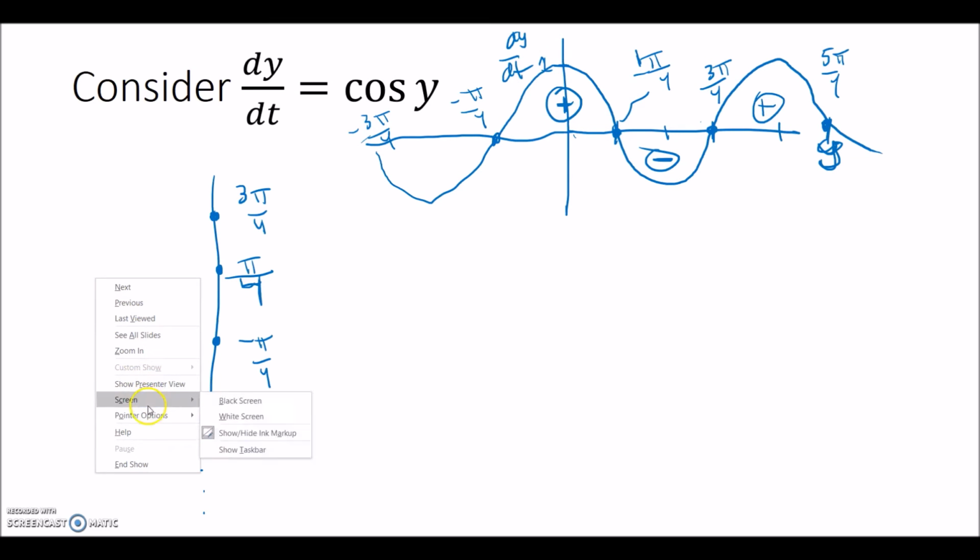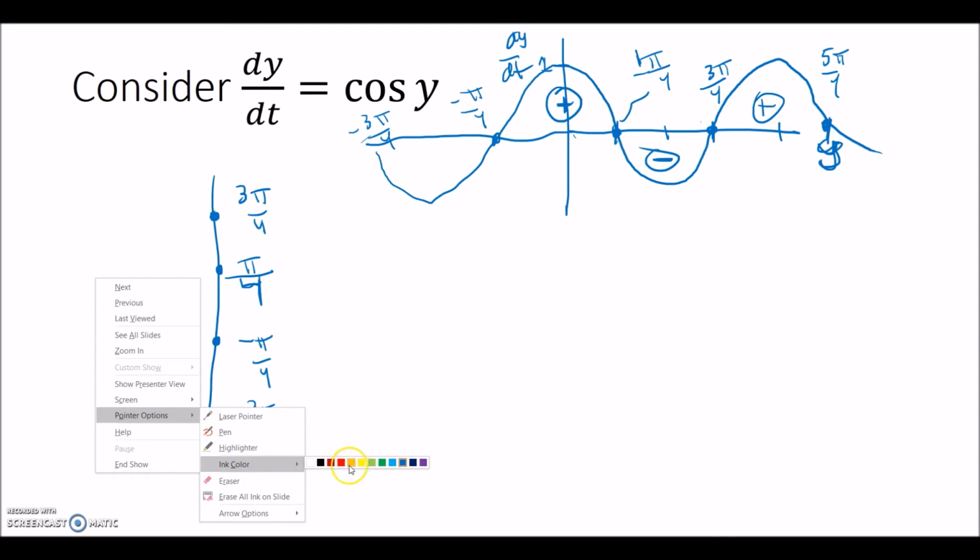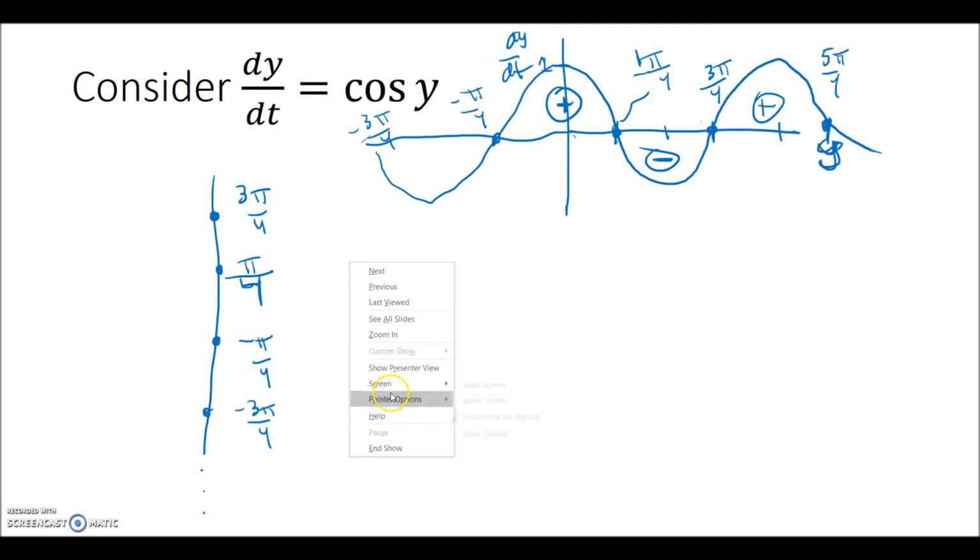Now I want to go ahead and label the regions, and I'm going to change the color here for a second. By drawing the dy/dt versus y curve, we have a very easy ability to look at it and see what the sign of dy/dt is between intervals. Now keep in mind that we're plotting the slope. So the sign of the slope, for example, is negative if y is between -3 pi/4 and -pi/4.